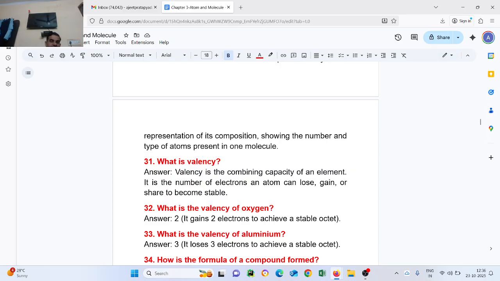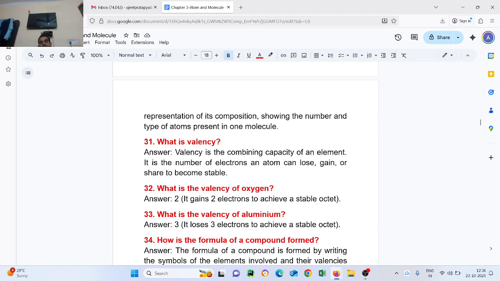What is the valency of oxygen? Answer is 2. It gains 2 electrons to achieve the stable octet. Question number 33. What is the valency of aluminium? Answer is 3. It loses 3 electrons to achieve a stable octet.